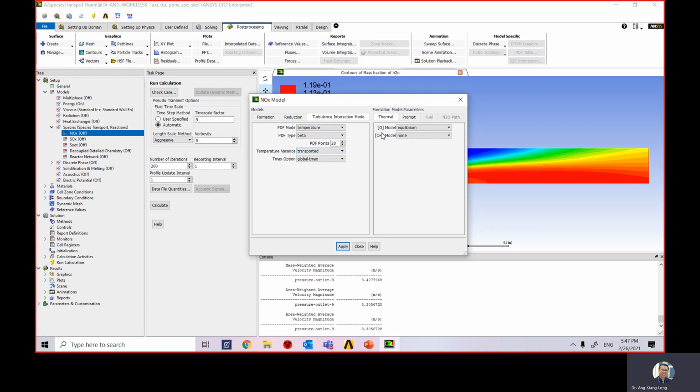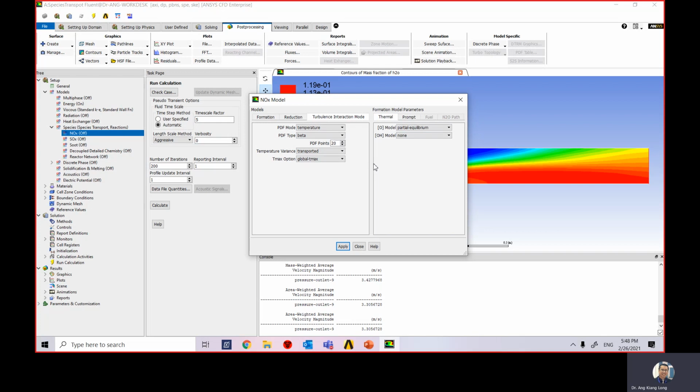Then you go to your oxygen model here. For the oxygen model, we will use partial equilibrium. What does it do? It will predict the oxygen or the O radical concentration required for the thermal NOx prediction. Partial equilibrium means we will see more side products of the chemical combustion, the equilibrium of the combustion process.